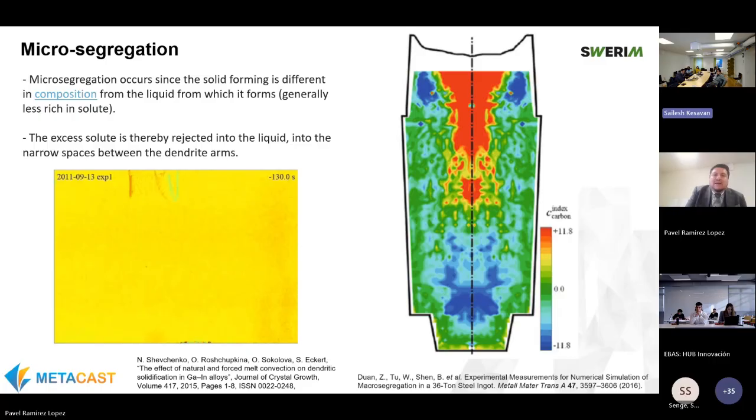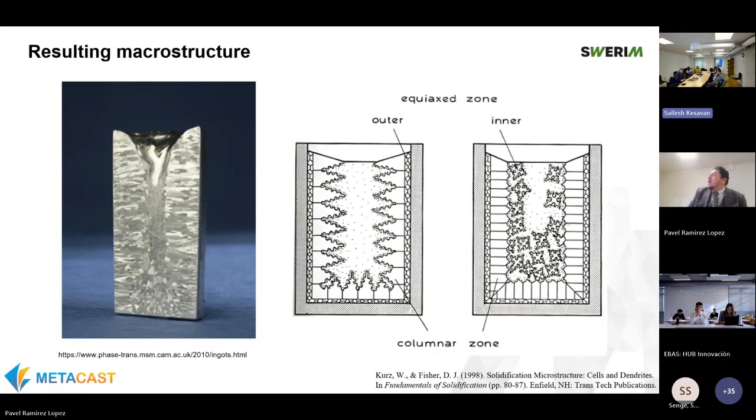So if at the same time you are able to take in your mind a picture of the structure that is below, giving these segregation maps, you can see we have the columnar grains, we have the equiax grains, and we can see this clearly. Let's imagine that what is happening is exactly what we see in the right picture.